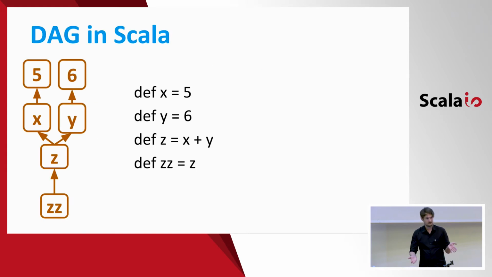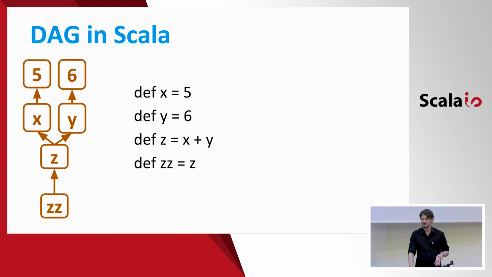So let's look at a few methods. Def x equals 5, y equals 6, z equals x plus y using both of them. This is a graph, right? We have a graph of dependencies. So we can use that to describe builds. Compile can be a method that calls class path, which can be a method.